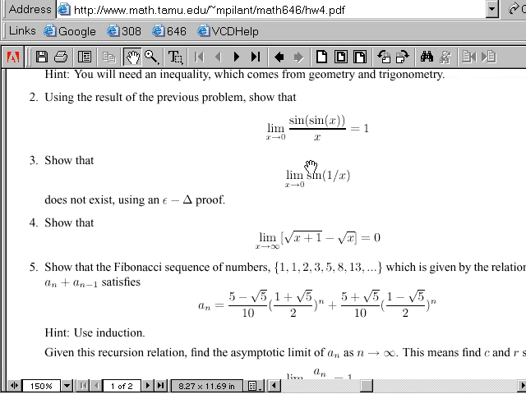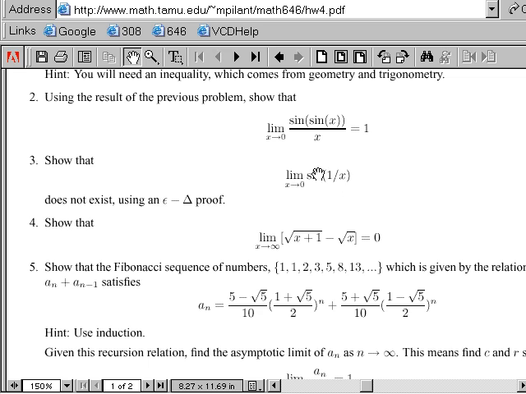A not quite related limit, but if you change it around a little bit and look at the limit of sine of 1 over x as x goes to 0 through positive and negative values, show that it does not exist using an epsilon delta proof. The way that goes, obviously, is that it fails in the sense that if you prescribe an epsilon, there is no delta that you can find so that the function values remain within epsilon of the limit.